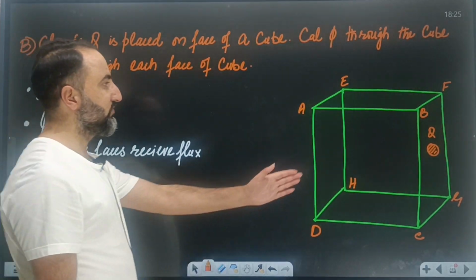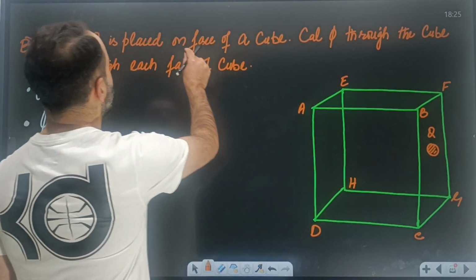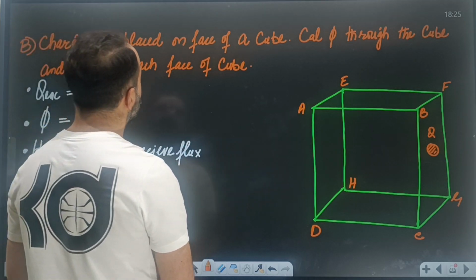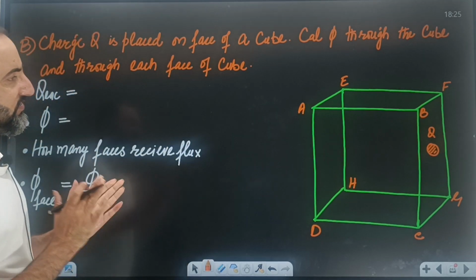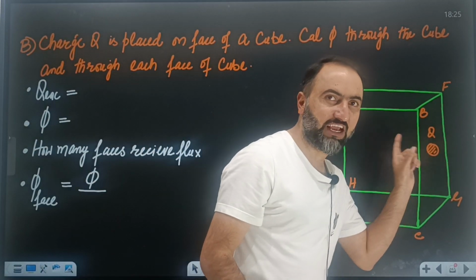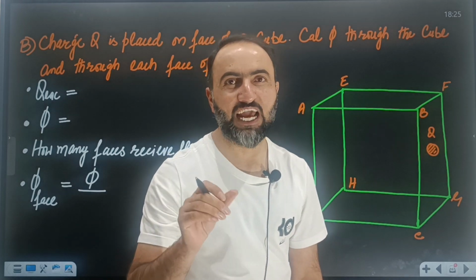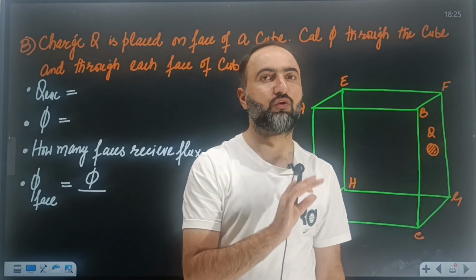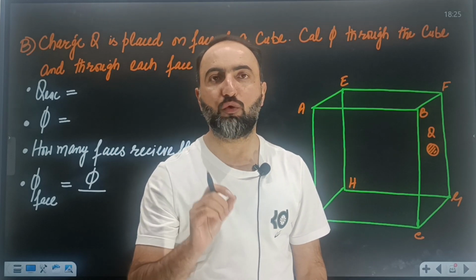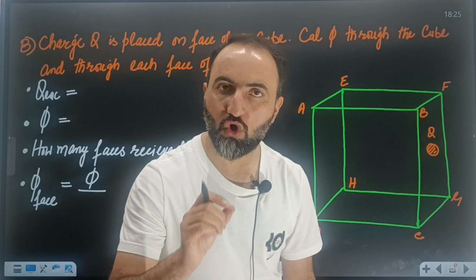Charge Q is placed on one surface, on this very face, okay? Placed on the face of a cube. Calculate flux through the cube and flux through each face of the cube. First and foremost, try to understand this problem. देखो बेटा, ये हम कैसे करेंगे? This is charge Q. मान लो बेटा, suppose that there are 10 electric field lines which are coming out of this charge. Now you tell me, out of these 10 electric field lines, how many will pass through this cube and how many electric field lines will not pass through the cube?